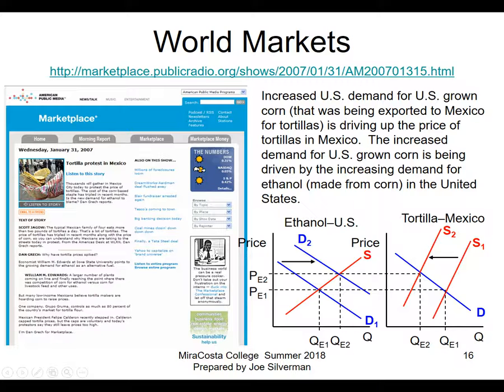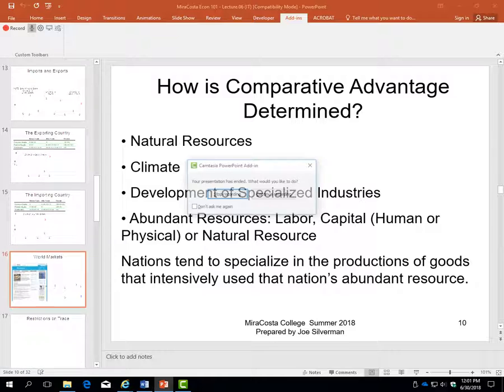So I'm going to end it here, and then we're going to talk about tariffs and quotas.